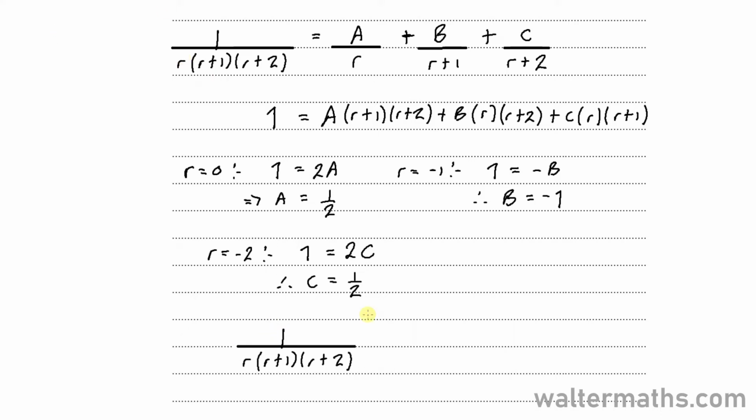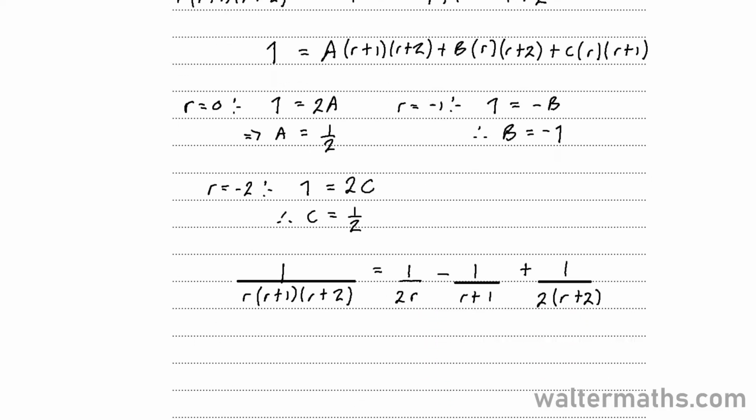is equal to a over r. We got a as a half, so that's 1 over 2r, and it's plus b. b is minus 1, so it will just be 1 over r plus 1, and that's plus c. c is a half, so that will be plus 1 over 2 of r plus 2. So this is what we'll be having in partial fractions.